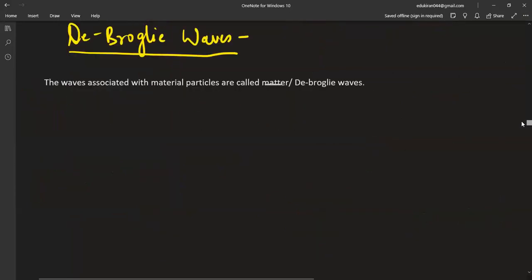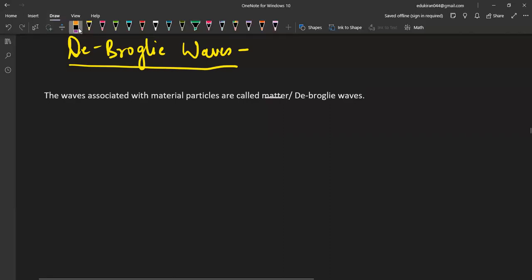Now coming to de Broglie. What are de Broglie waves? Basically, the waves that are associated with material particles. The waves that are associated with material particles are called the matter waves or the de Broglie waves. We use the term matter waves also, and the term de Broglie waves is also used.